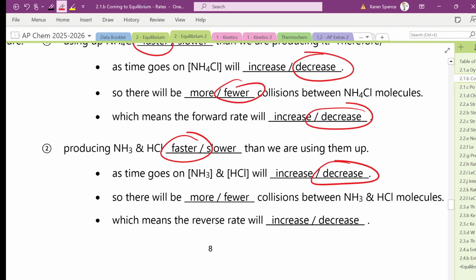Fewer. Hang on. Did I do something wrong? Yeah, their concentrations are going to increase because we're producing them faster. Silly me. I don't know why I said that, because my mouth was going ahead of my brain. So there will be more collisions, which means the reverse rate will increase.